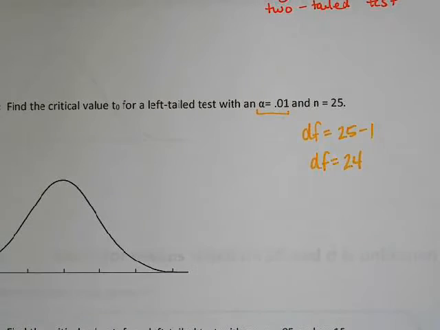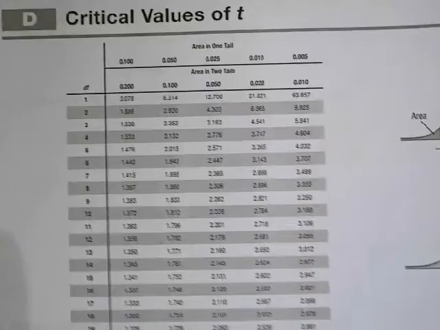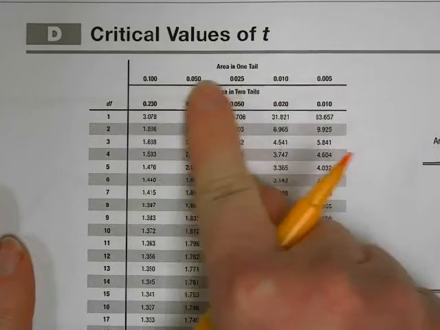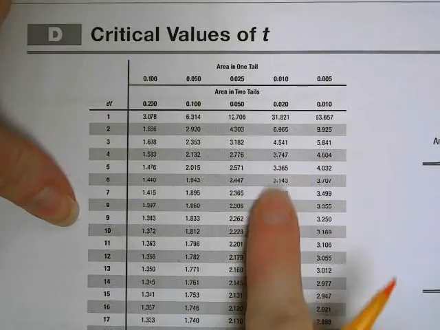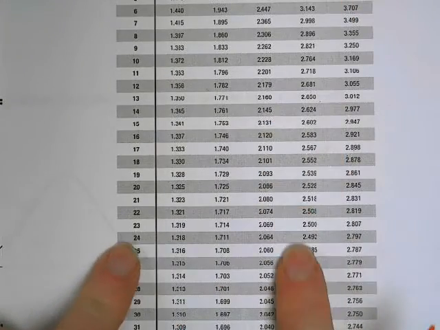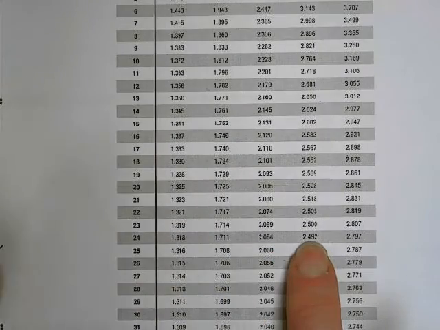So I go to my T-table. It is a left tail, so it's one tail, at the 0.01 significance, so I'm looking at this header up here, 0.01, and I go down the side until I get to 24, and that gives me a T critical score of 2.492.